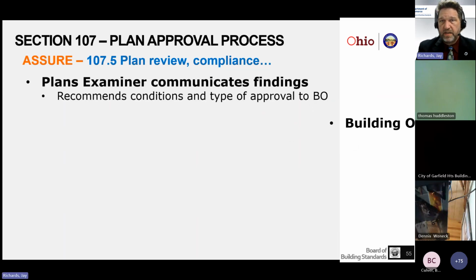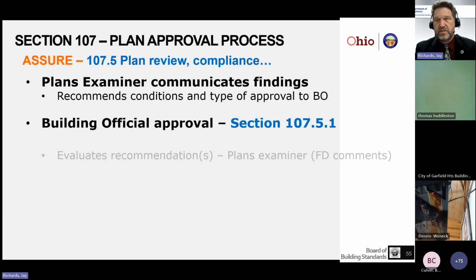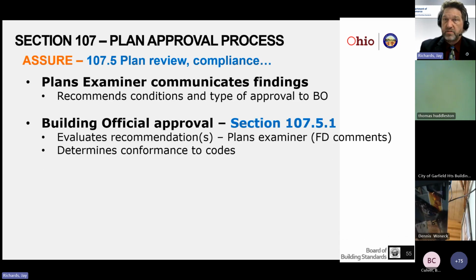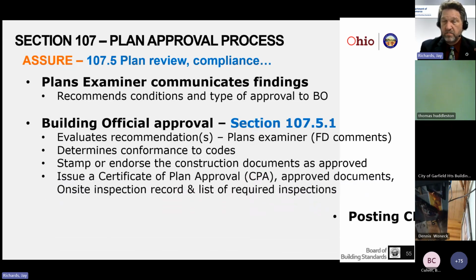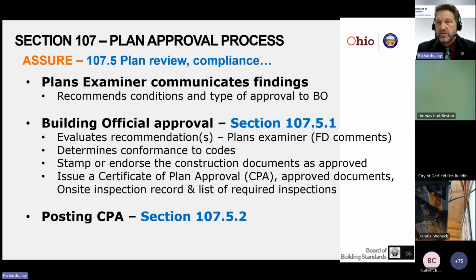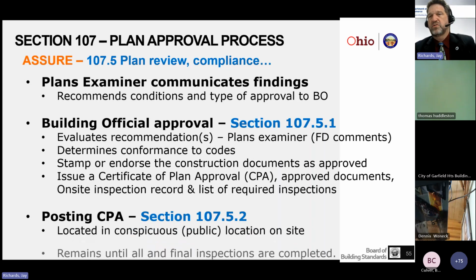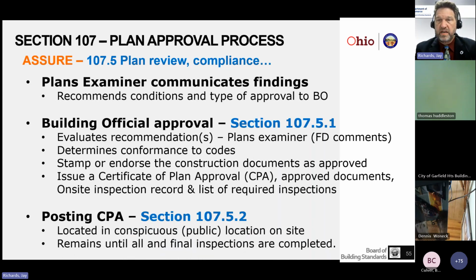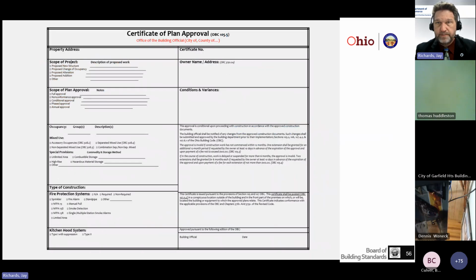Plan review, 107.5. If they're in compliance, the plans examiner communicates that information to the building official. The building official evaluates those recommendations from the plans examiner and looks at the fire department's comments, determines that it conforms to the building codes, and if it does, then they'll stamp or endorse the construction documents as approved, issue a CPA, and then a copy of the CPA, the approved documents, the on-site inspection record, and a list of required inspections goes back to the owner. The owner is then responsible to post that CPA in a conspicuous public location, and it needs to remain there until all the final inspections are completed.